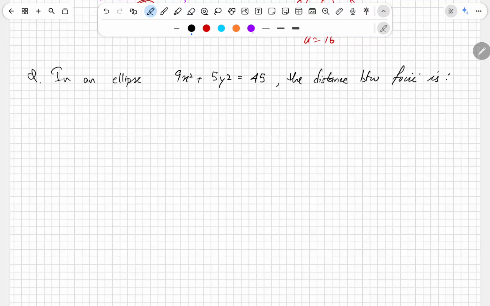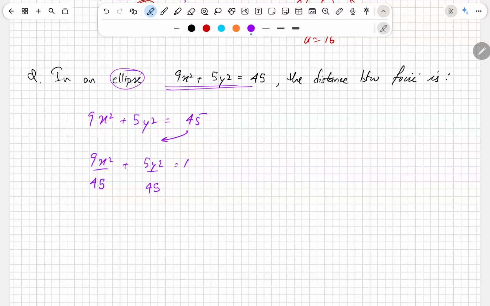Okay, now let's proceed on towards the next question. In an ellipse, the equation is given. So I'll write it in standard form. 9x square plus 5y square equals 45. Bring this 45 down. I'll get 9x square upon 45 plus 5y square upon 45 equals to 1. So this becomes x square by 5 plus y square by 9 equals to 1. So this is the standard equation. It is asking distance between foci.